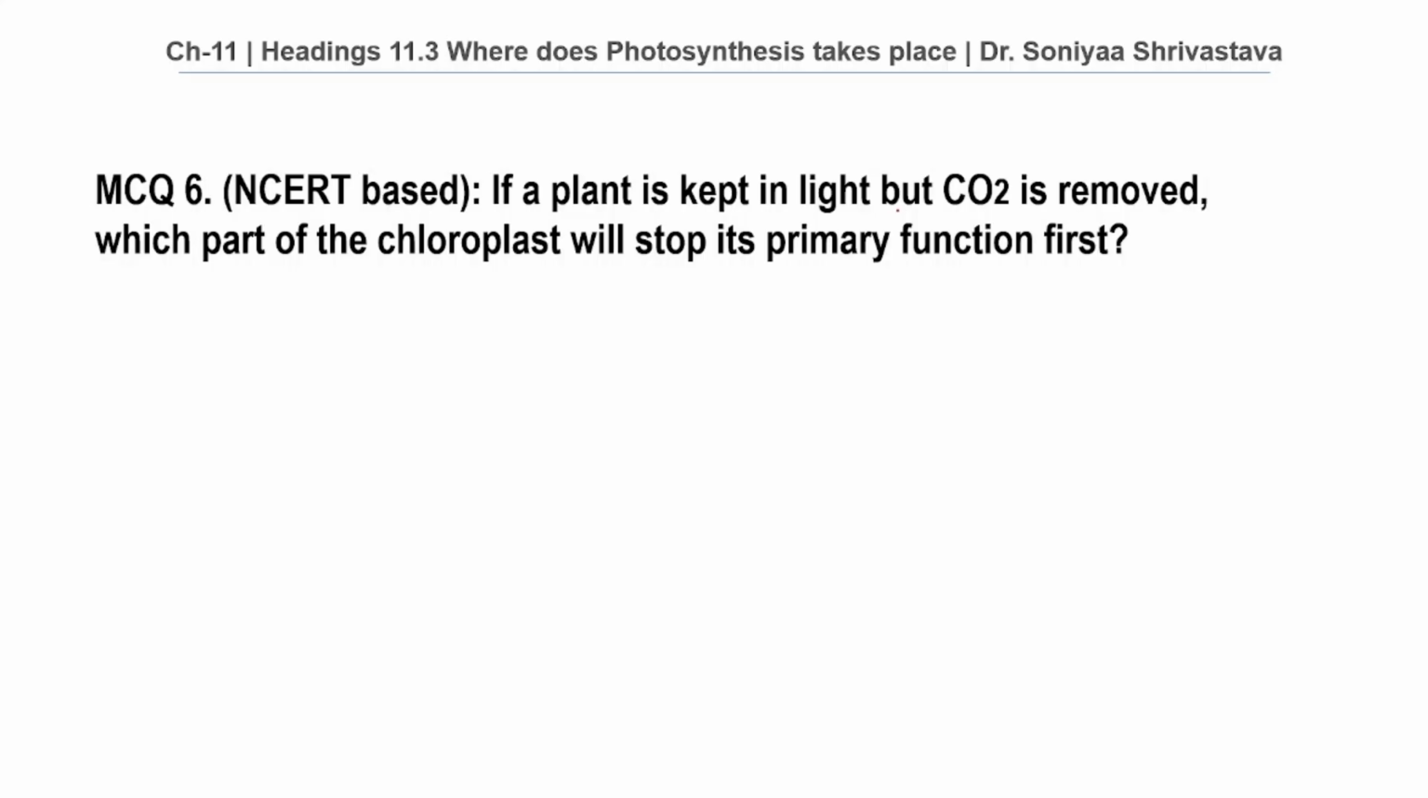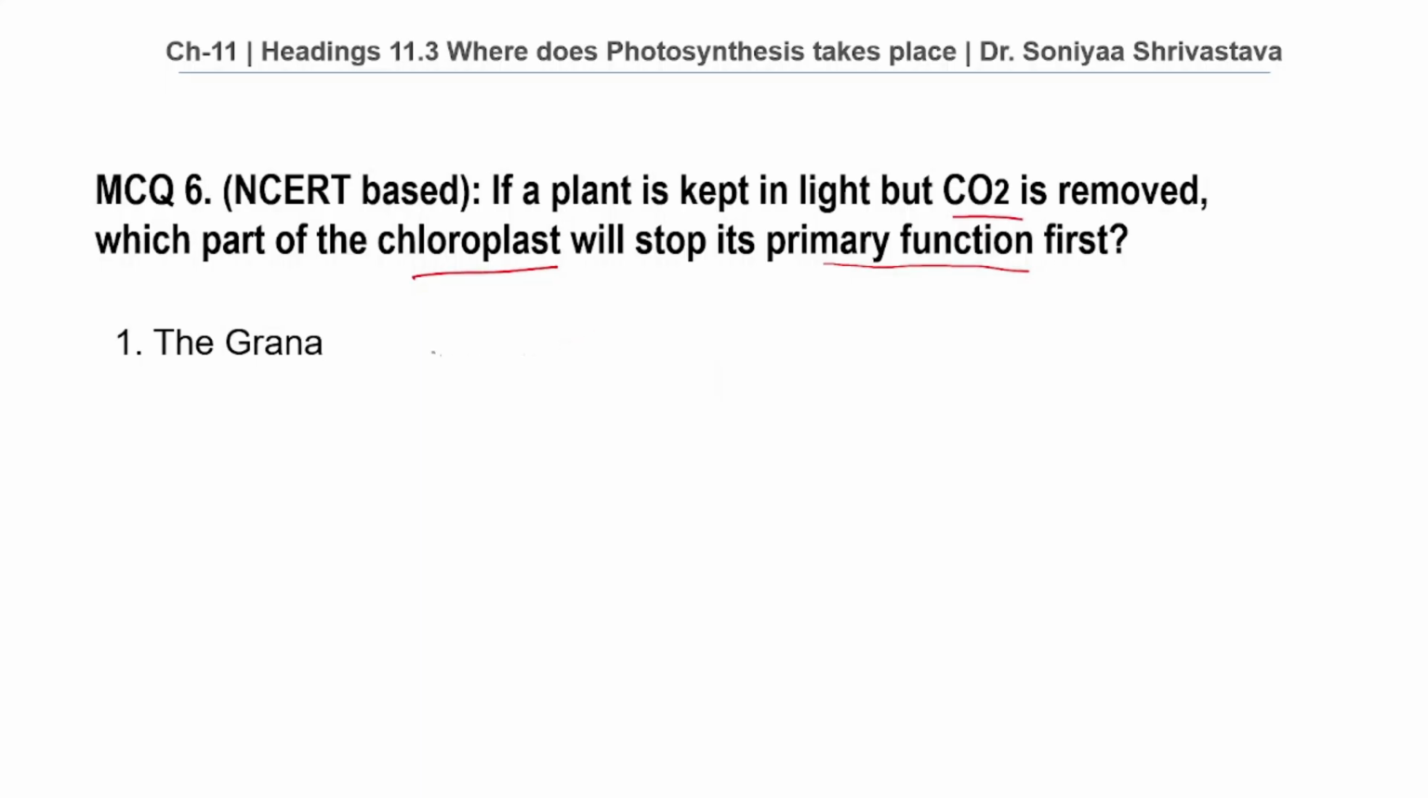If a plant is kept in light but CO2 is removed, which part of the chloroplast will stop its primary function first? This question is testing your understanding of the division of labor in the chloroplast. Remember that the grana perform the light reaction while the stroma performs the Calvin cycle, that is the dark reaction, where CO2 is fixed into sugars. If CO2 is suddenly removed, ask yourself, which department needs CO2 directly to do its job? Let's see our options first.